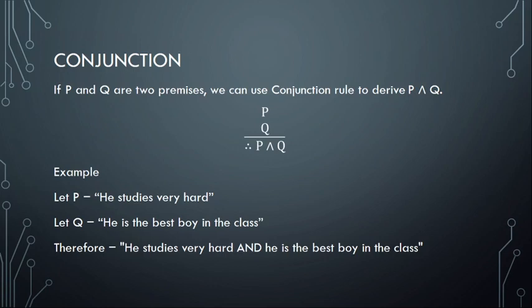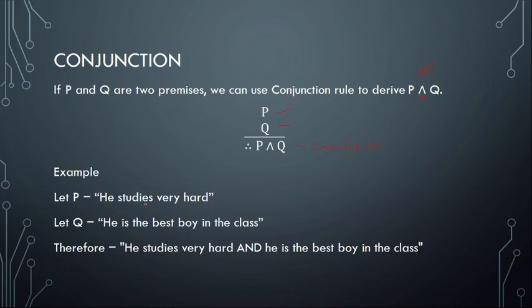Next is the conjunction. Conjunction here is the opposite of addition. In addition, the connective used is OR, then in conjunction, the connective used is AND. So this is an AND connective. Do not confuse AND with OR. If P and Q are two premises, so we have two hypotheses here, P and Q, we can use the conjunction rule to derive the conclusion P and Q.